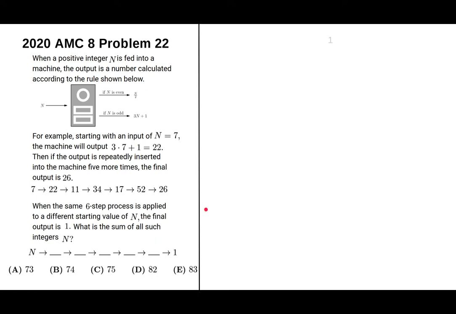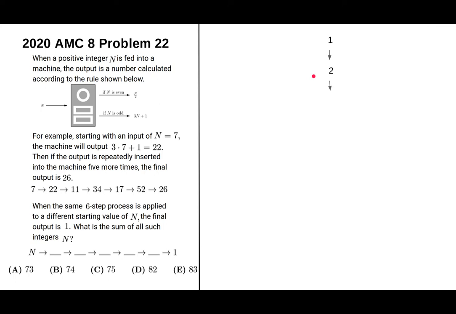So let's start. The first number is 1 because that's the ending value. The next number has to be 2 because there's no such integer such that when you multiply by 3 and add 1, it gives you 1. But there is an integer when you divide by 2 that gives you 1, and that's 2. No such positive integer: notice how 0 is an integer, and 3 times 0 plus 1 gives you 1, but it says when a positive integer n is fed into a machine. So then you have 2.